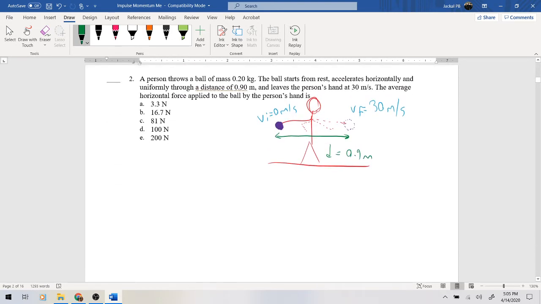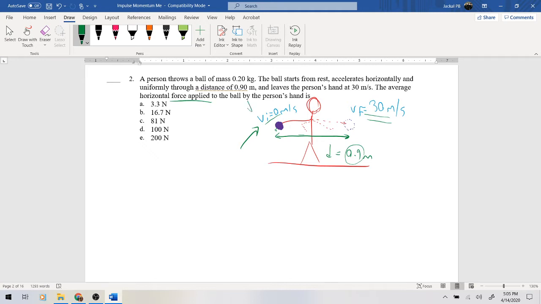All right, next question. You are holding the ball. My drawing is awesome, I know. You hold the ball initially at this location, and then you move your hand 0.9 meters throughout the motion, and the ball reaches a velocity of 30 meters per second, and they are still asking for the force.